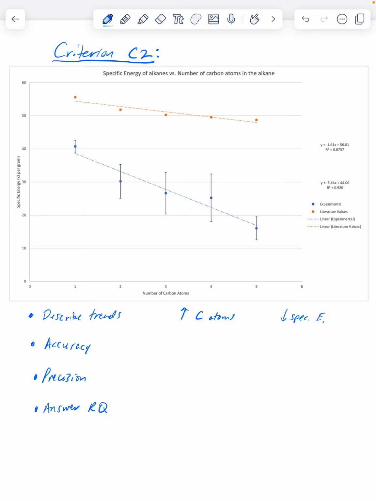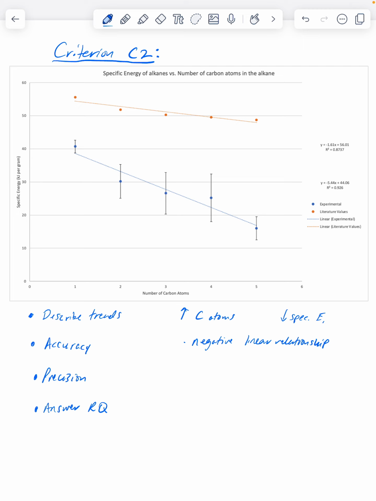The next level we could say is that, well, according to our data, we have fit a linear trend line to that. So it looks as though there is potentially a negative linear relationship. So there's a line that seems to pretty closely fit our data, and it has a negative slope. So it's going down as the number of carbon atoms goes up. So saying that something has a negative linear relationship is more specific than just saying as one goes up, the other one goes down.